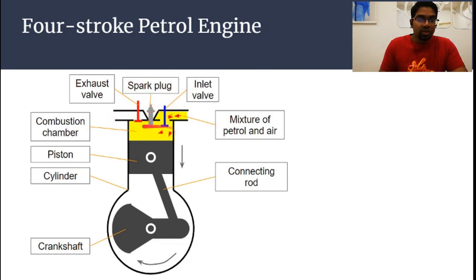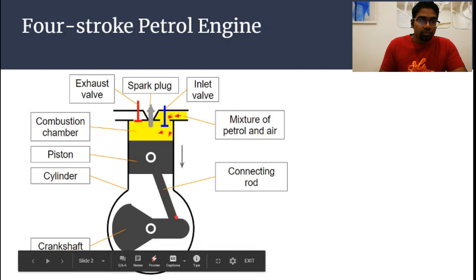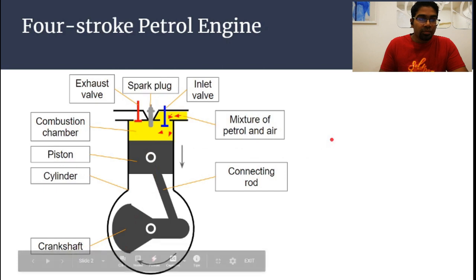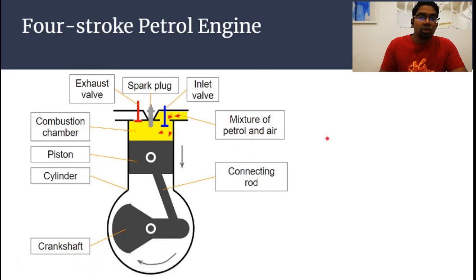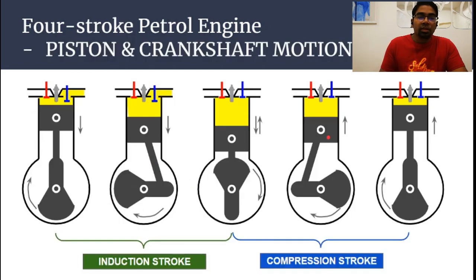Now this area here is known as the combustion chamber. This is the piston. This is a connecting rod. This is the crankshaft. This whole thing is known as the cylinder. Now a 4-stroke petrol engine is called 4-stroke because there are 4 different phases that we call strokes.